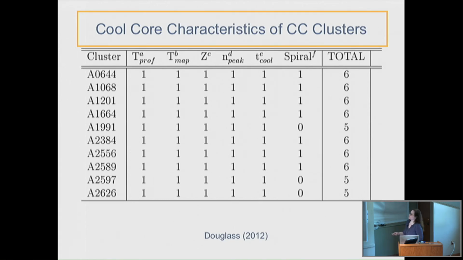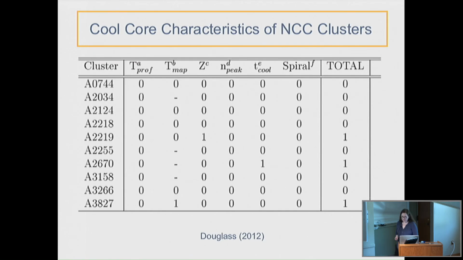And so he came up with these different criteria to characterize a cluster as being more of a cool core cluster or a merger. These are the cluster names, and this is the temperature profile: does it drop in the middle? If the temperature drops in the middle, it gets a 1. Does it show a sloshing spiral? Is the cooling time what you would expect for a cool core cluster? All these things add up. So as you would expect, clusters that have already been classified as cool core get a large number here in their total cool core characteristics.